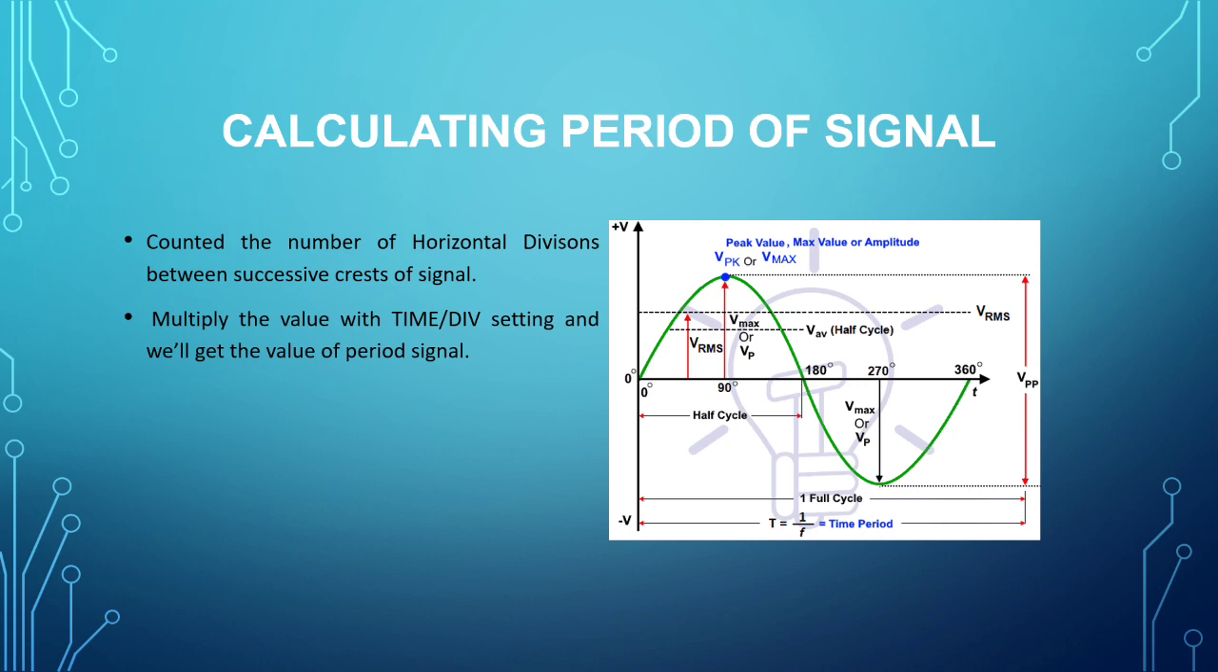Here is how we calculate the period of the signal. First, we count the number of horizontal divisions between successive crests of the signal. Then, it will get multiplied by the time per division setting and will give the value of the period of the signal.